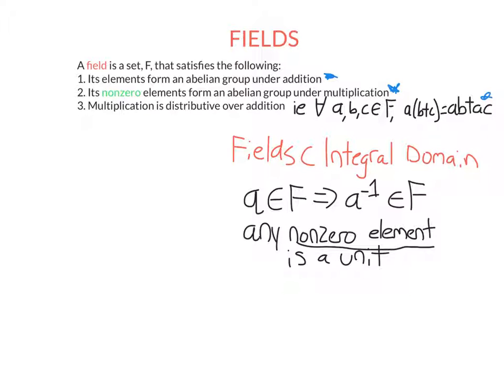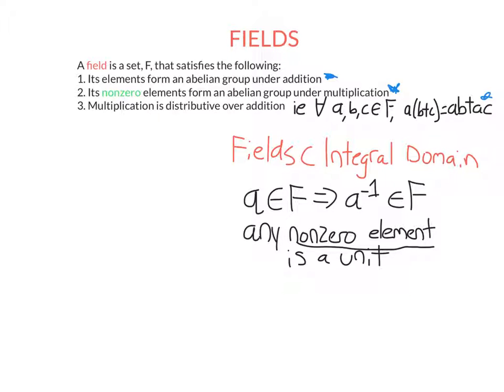So let's look at some examples of fields. Not every group we've studied is a field. Of course, if every field has to be an integral domain, that means that anything we've looked at that is not an integral domain is not a field. So we looked at things like the integers modulo 4, modulo 6, modulo 8, and we saw that all of these are not integral domains, therefore they're not fields.